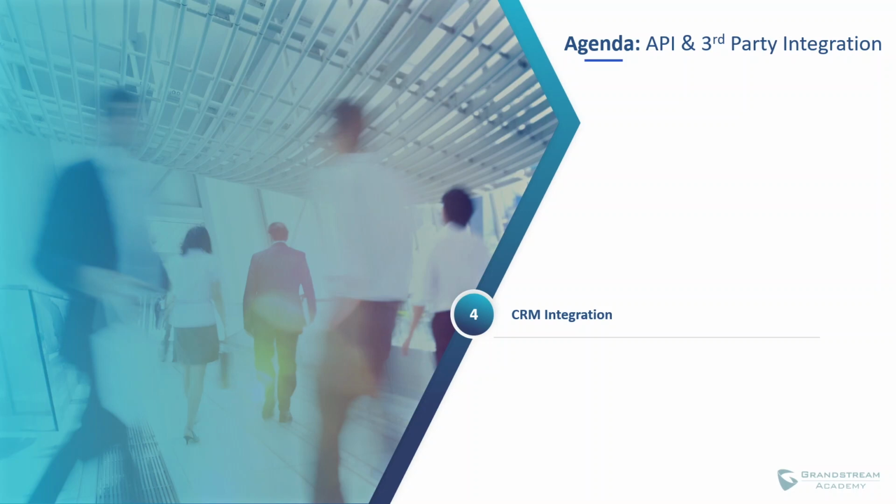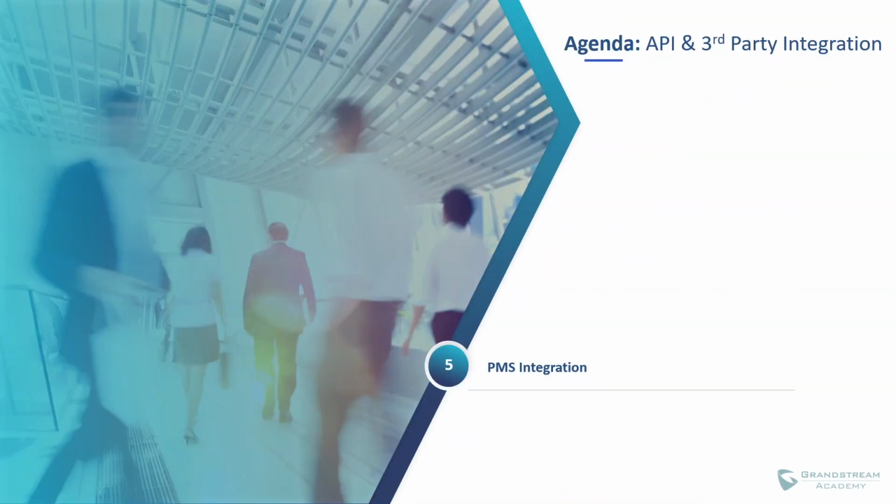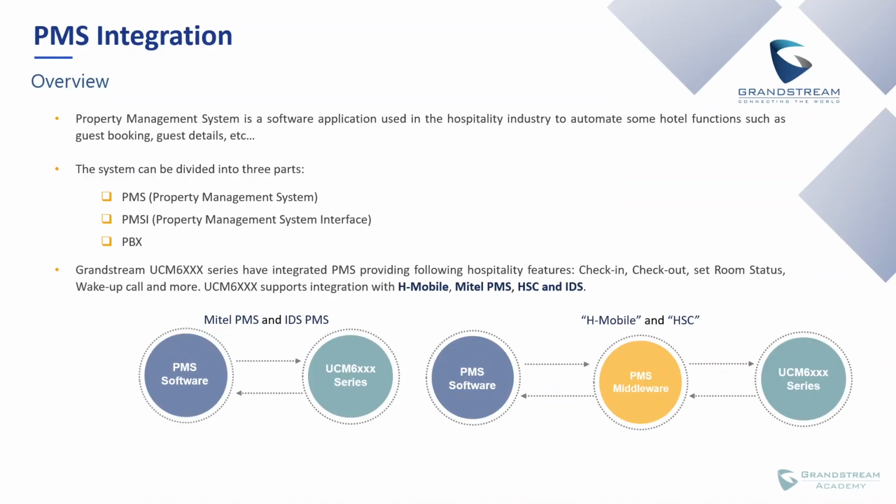And next we have the CRM integration with the UCM models. CRM stands for Customer Relationship Management, and in order to improve business relationships with customers, companies use CRM, which is all strategies and technologies that can be used to manage and analyze customer interactions and data throughout the customer lifecycle. The UCM models currently support some of the most popular CRMs like Salesforce, Sugar CRM, vTiger CRM, Zoho CRM version 2, and Act CRM.